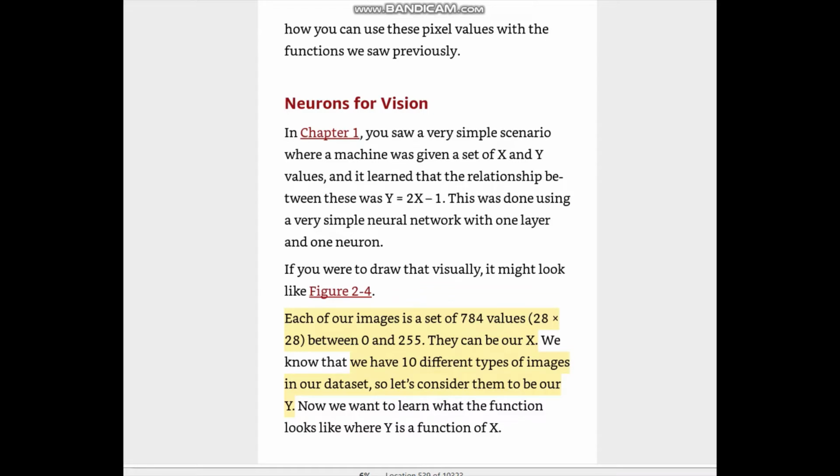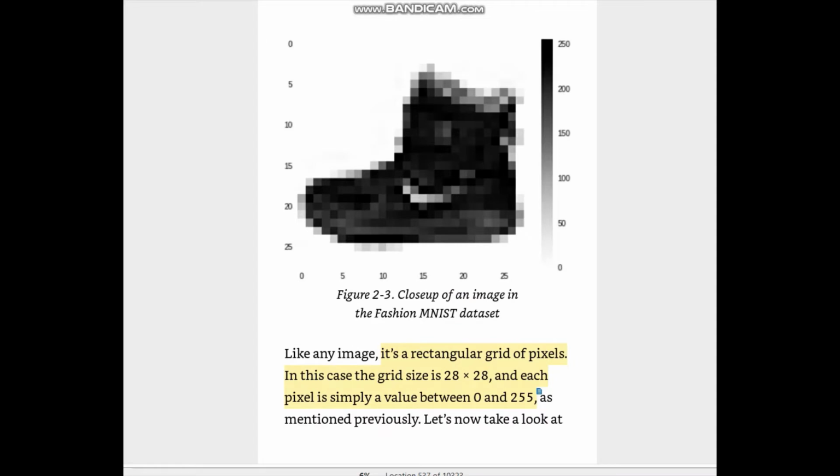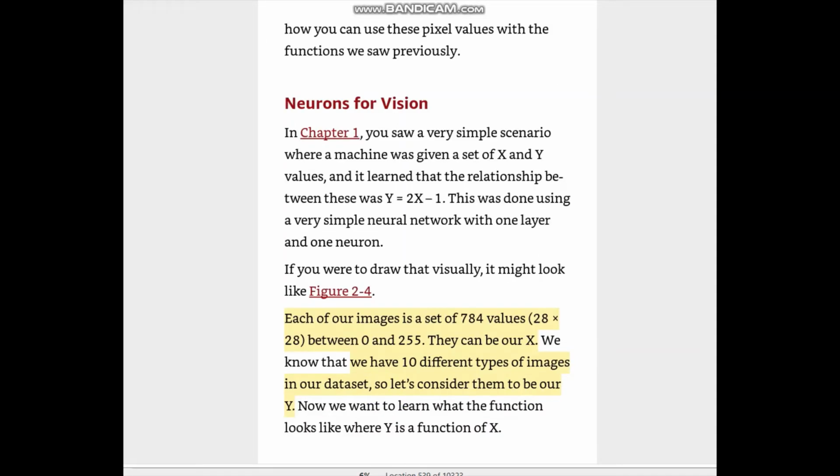Neurons for vision. In chapter 1, we found that there was a relationship that y is 2x minus 1. But here we have images, we don't have x and y. Each of our images is a set of 784 values. Earlier we saw an image of a shoe with a grid size of 28 by 28. That makes up 784 values between 0 and 255. The 0 to 255 depends upon the kind of grayscale: is it white, or black, or reaching black, or grayish? So 0 to 255 varies with that.